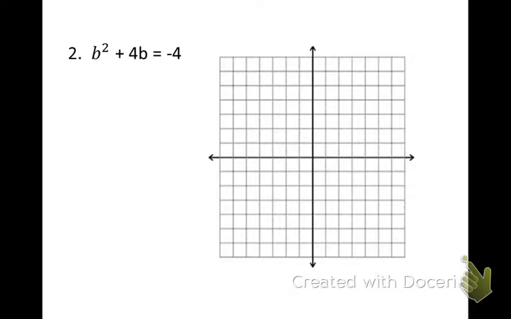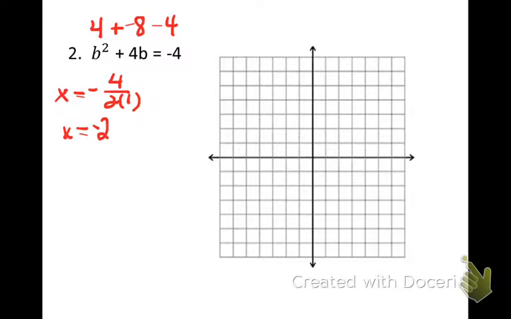All right, again in this one, we might want to find our axis of symmetry. So x equals negative 4 over 2 times 1. So x equals negative 2. If I put that in, I'm going to get negative 2 squared is 4, plus 4 times negative 2 would be negative 8, minus 4.